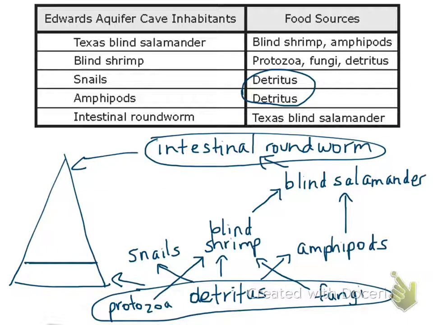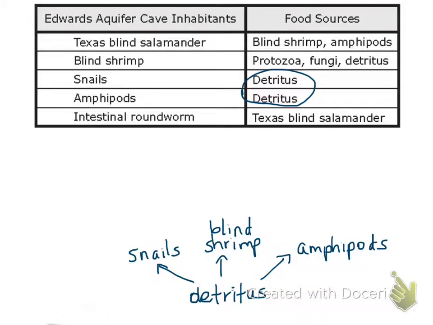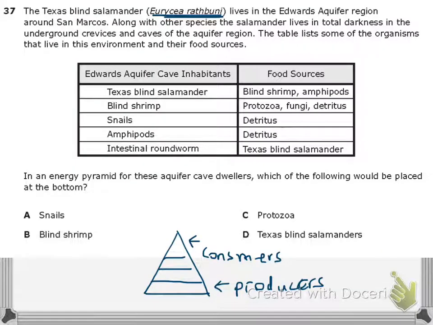So I'm going to look back at my question now, and it asks me, in an energy pyramid for these aquifer cave dwellers, which of the following would be placed at the bottom? So remember, according to the information that we had there, the bottom was going to be our protozoa and our fungi, and our answer choices only have protozoa, not fungi, so I know that C is my correct answer.